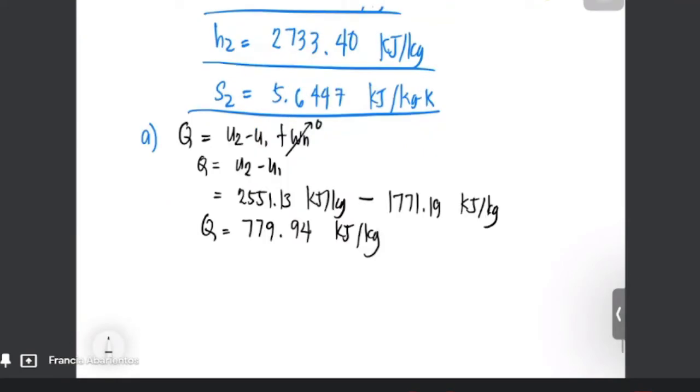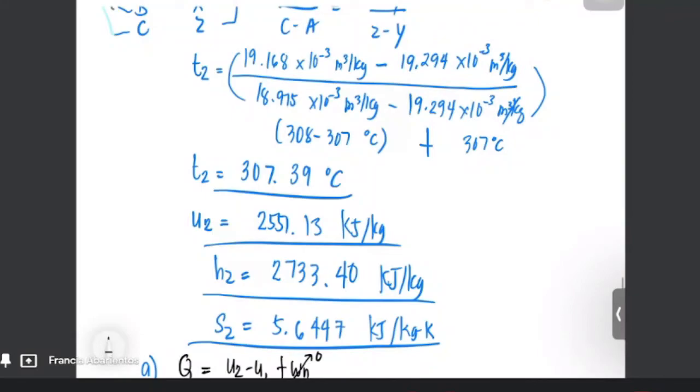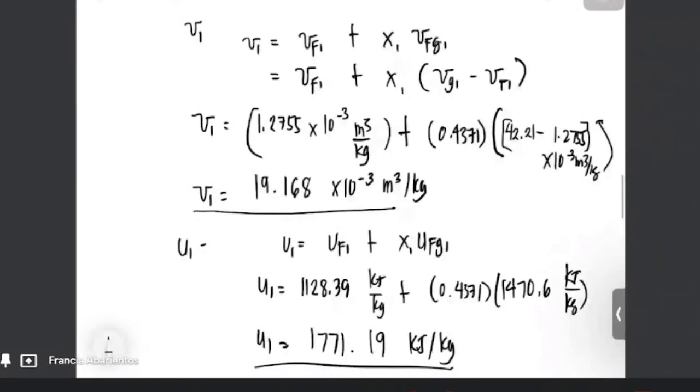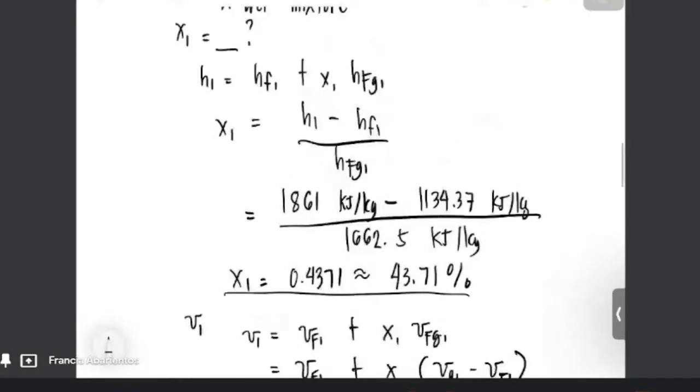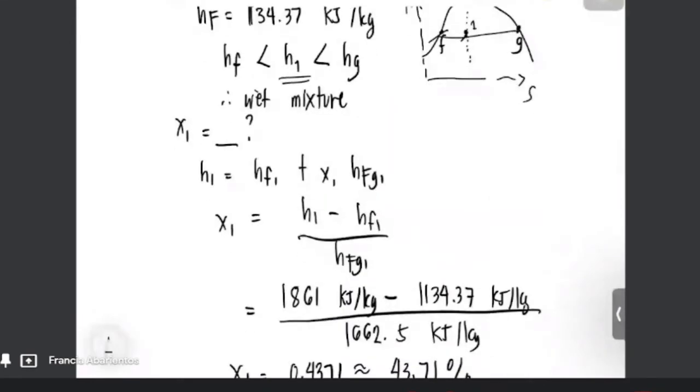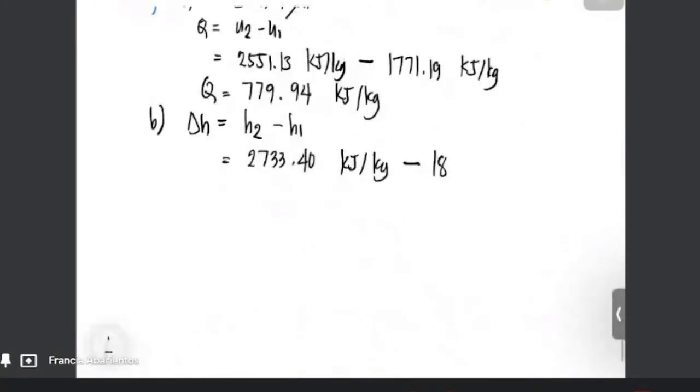And in letter B, ano yung pinapahanap sa atin? Now, we have to find the enthalpy, the change in enthalpy. We have the enthalpy at point 2 minus the enthalpy at point 1. So, we have the H2, 2733.4 kilojoule per kilogram minus the H1. H1, what is the H1? Hindi natin kinompute yung H1. Ay, given pala sa atin yung H1. Okay? The 1861 kilojoule per kilogram.